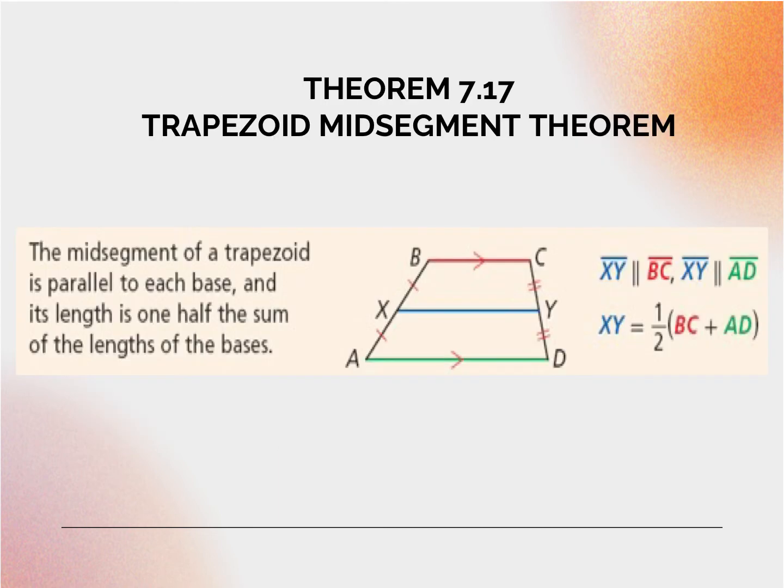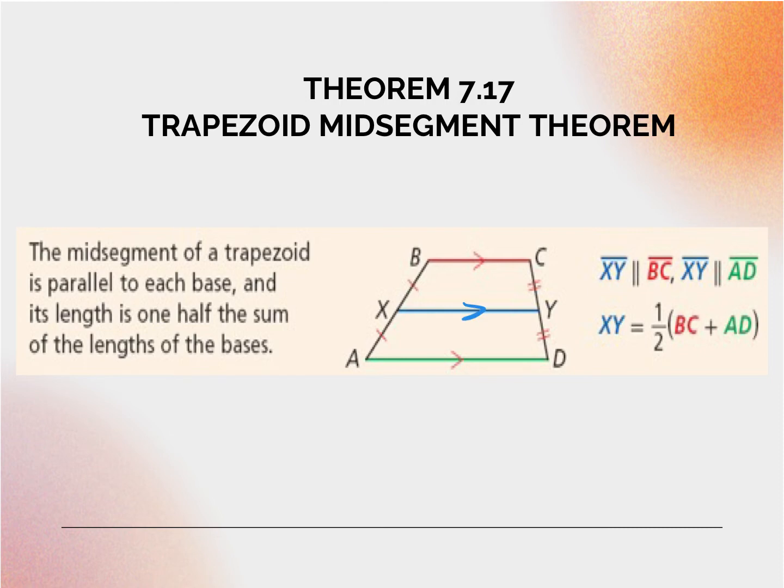So the theorem for the midsegment states that the midsegment of a trapezoid is parallel to each base, and its length is 1/2 the sum of the lengths of its bases. So this is sort of like an average. So this is going to be parallel to each of the bases.